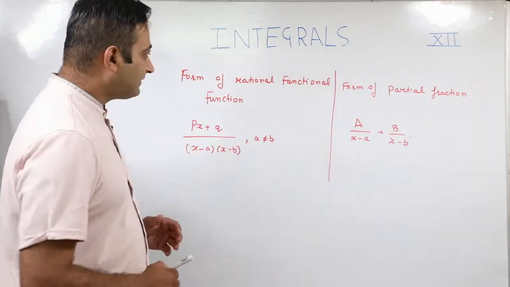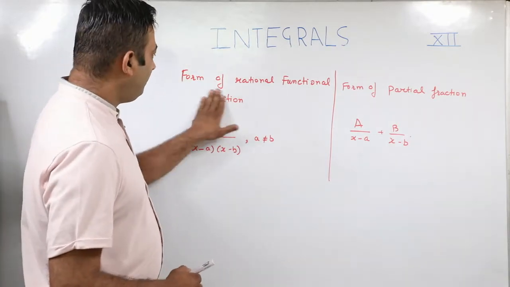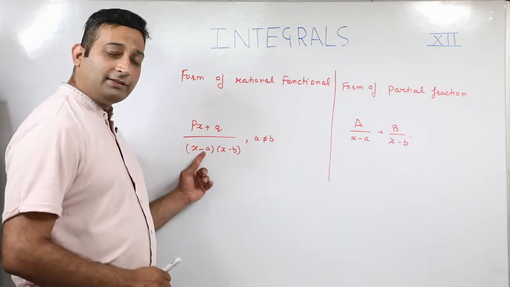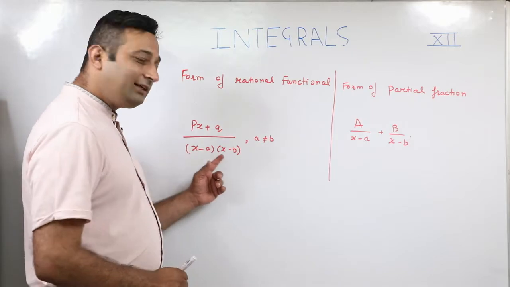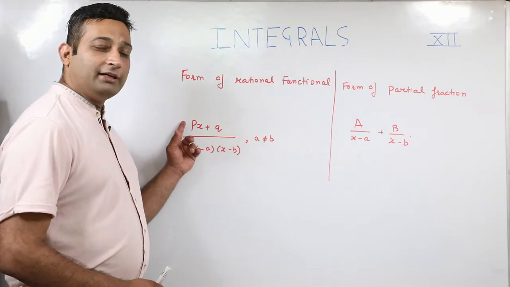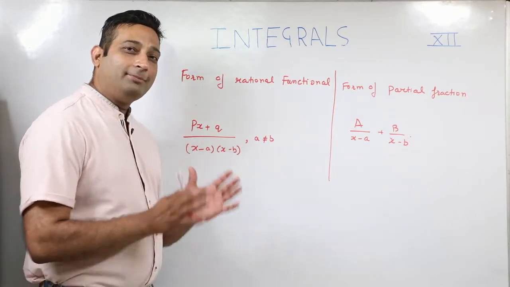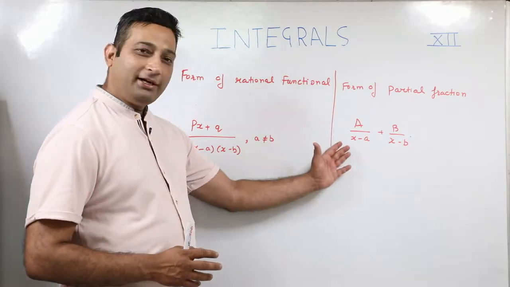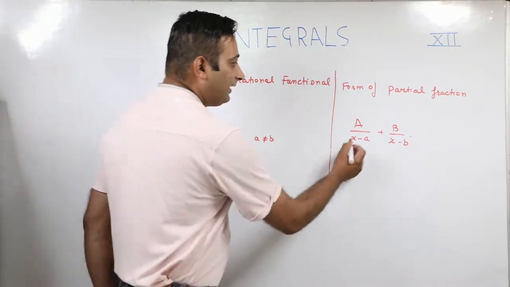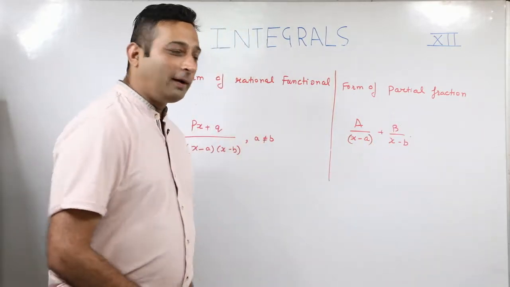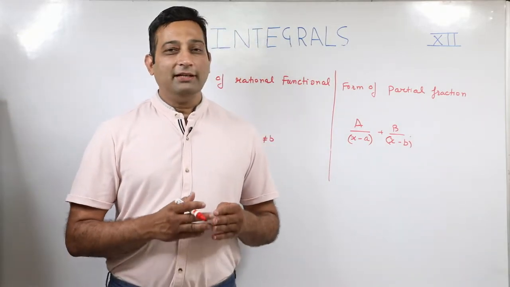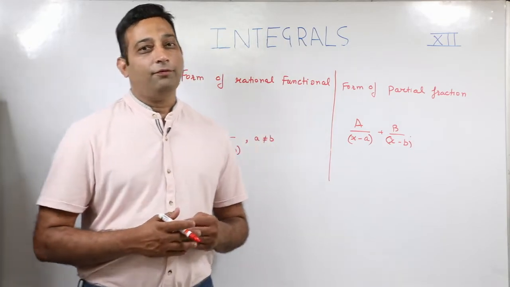So dear students, let us discuss one form of a rational function where in the numerator we have px plus q and in the denominator we have x minus a and x minus b, where these are linear factors and a is not equal to b. Now you can see that the degree of numerator is less than the degree of denominator. Now there is a mathematical tool by which we can separate these in the form A upon x minus a, where this linear factor has been separated in the denominator, plus B upon x minus b. Now A and B are both constants. In this way we can easily find the integrals of this type of forms.